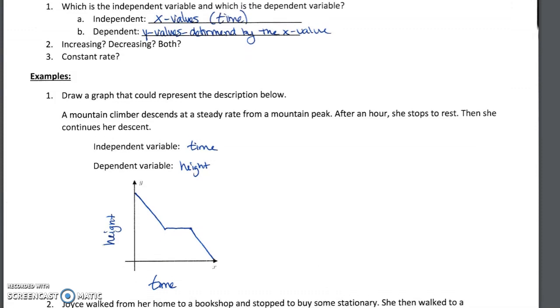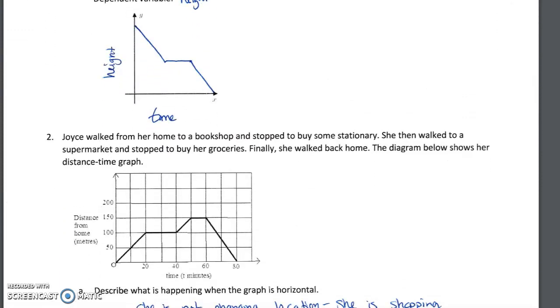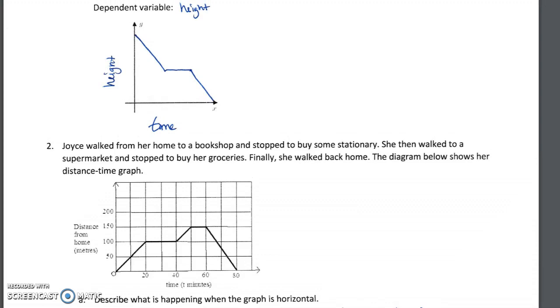Okay, let's go to number 2. This one already has the graph drawn. You have to answer some of the questions. I do think that you'll find that when the graph's already drawn, it's a little bit easier than the other way around. But let's go ahead and try it. Joyce walked from her home to a bookshop and stopped to buy some stationery. She then walked to a supermarket to stop to buy her groceries. Finally, she walked back home. So, walking to the bookshop, shopping there, walking to the supermarket, shopping there, and then walking home.